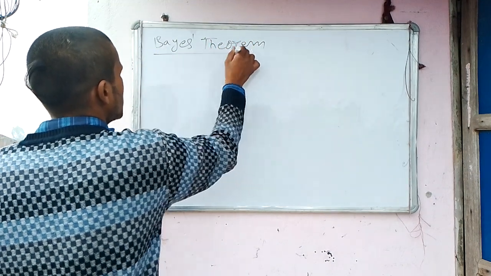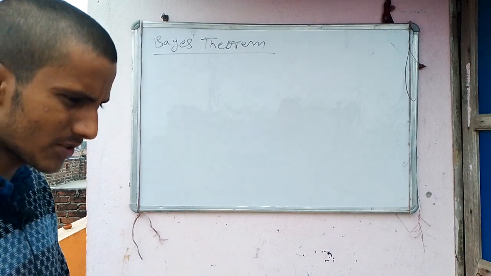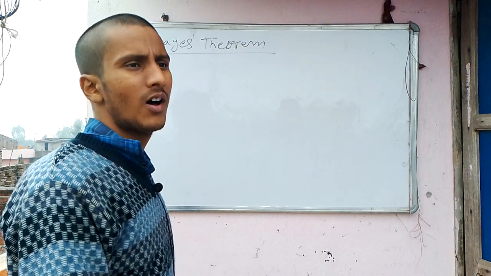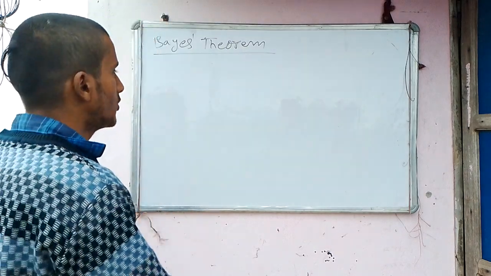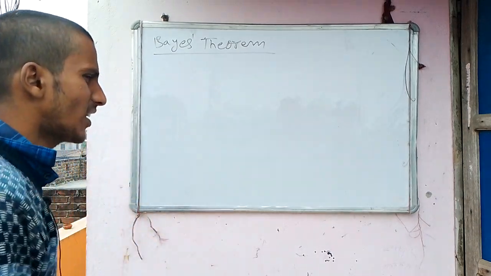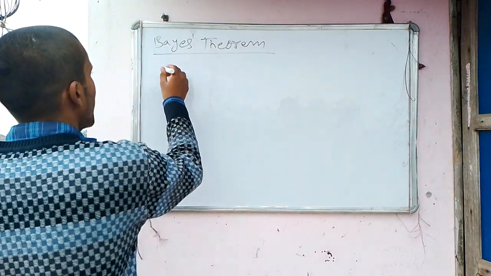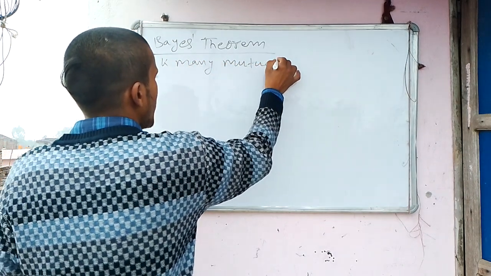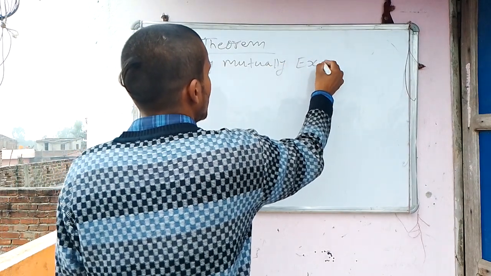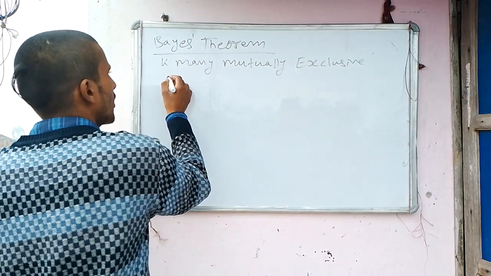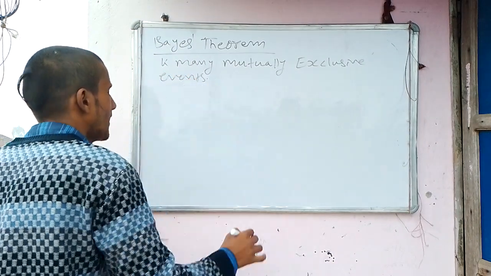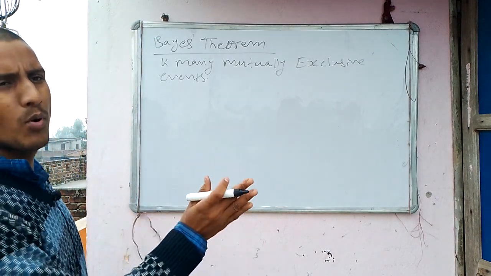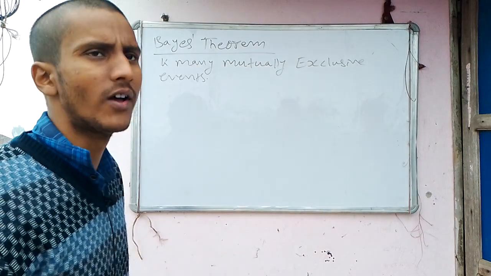So what does the Bayes theorem say? The Bayes theorem says, first of all, it is just a modification of the conditional probability. Let's say again there are k many mutually exclusive events, and there is an event B such that some portion of B lies in all of those k events.